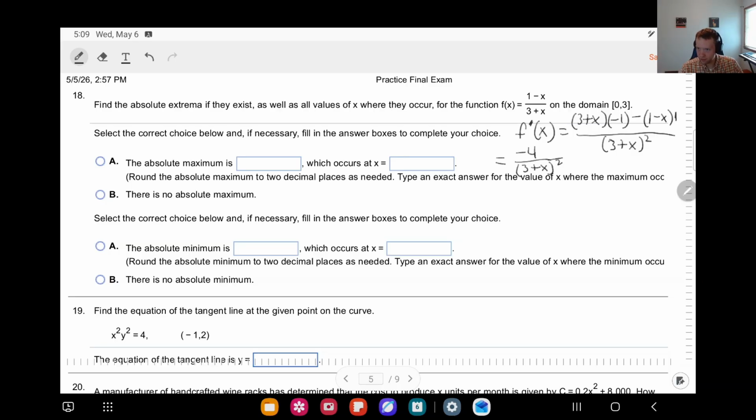Will this ever be undefined? Well, yes, but wherever it's going to be undefined, the original function also is undefined, so it doesn't really matter anyway. We are undefined when x is -3, but so is the original function. So we're not going to have an absolute maximum or absolute minimum there. So yes, technically, the derivative is undefined when x is -3, but it doesn't matter because so is f.